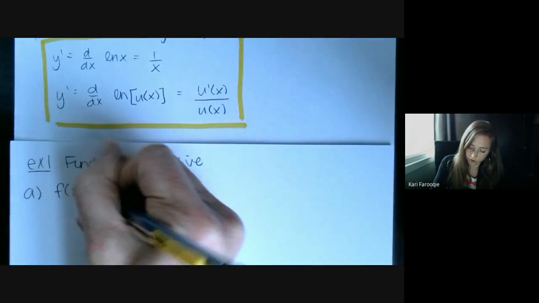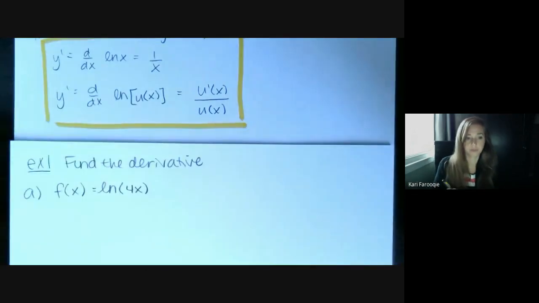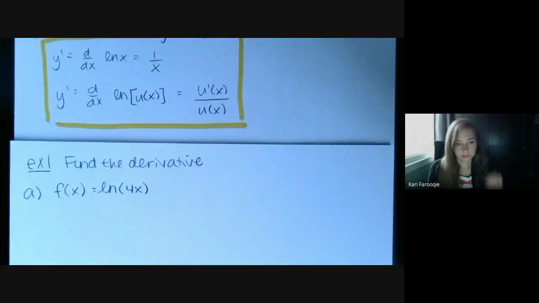So our first one is going to be f of x equals the natural log of 4x. Now, some of you are going to think about this as taking the natural log of some function u of x, and other people are going to see this as taking the natural log of a product. Now, we have a rule that allows us to break this up. I want to show this to you both ways.